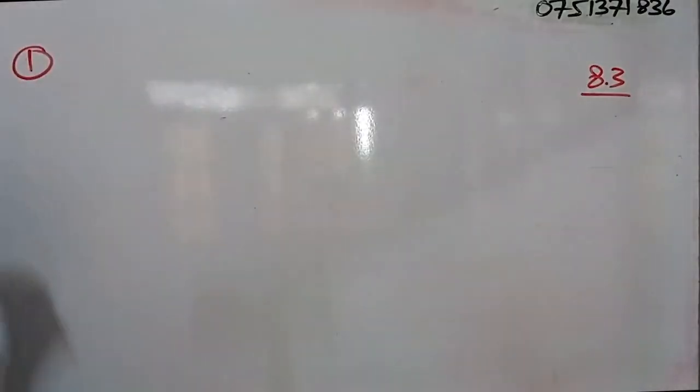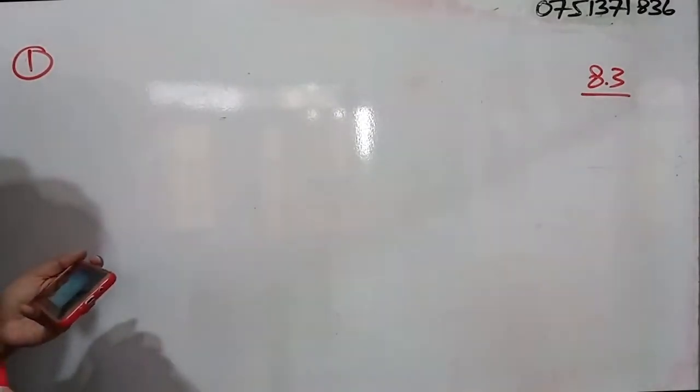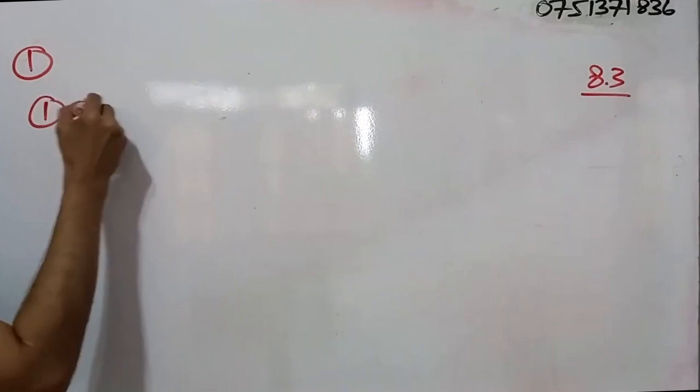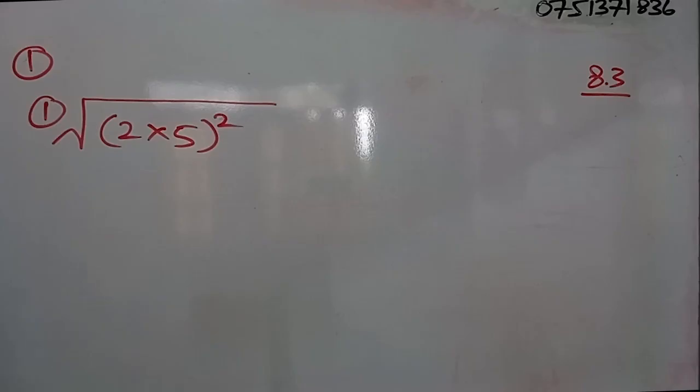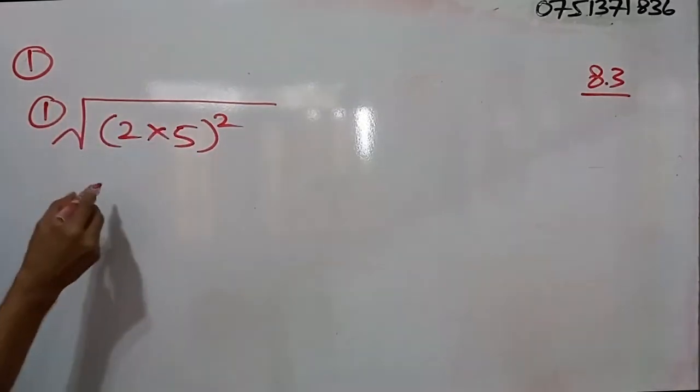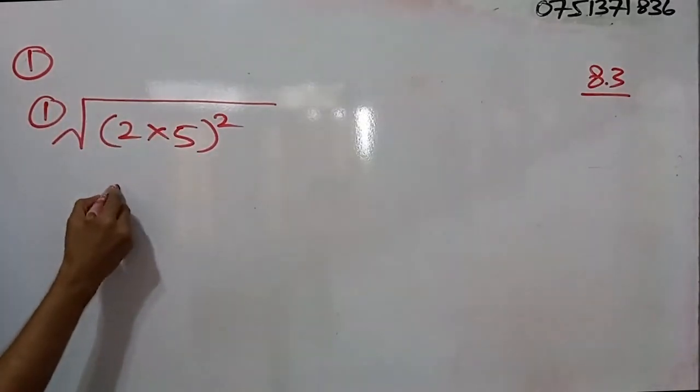Exercise 8.3. Under that, question number 1. Find the value of each of the following. Right. So what do we have? First one, we have something like this. So we can expand what is inside the square root.